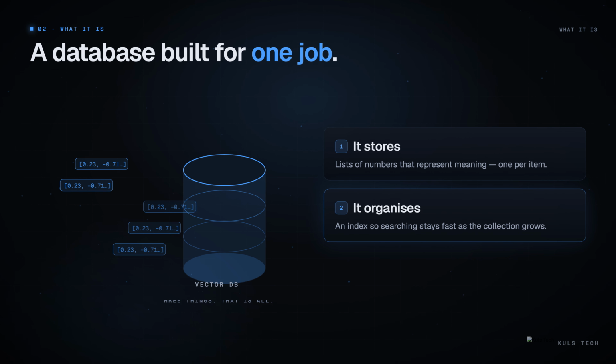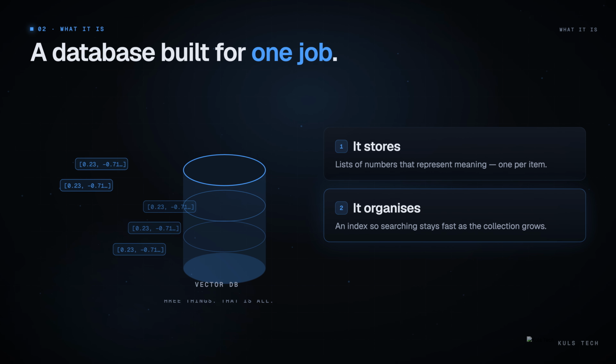Cat, dog, and wolf cluster in one neighborhood. Apple, banana, and mango cluster somewhere else. Meaning has literally become geometry, and the number of coordinates depends on the model you pick. It might be 128, it might be 768, it might be over 3,000. More dimensions means more nuance and more storage.